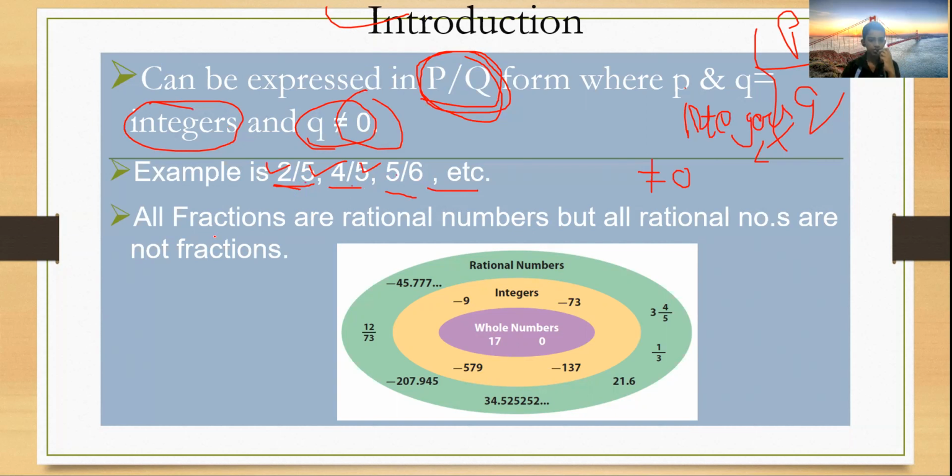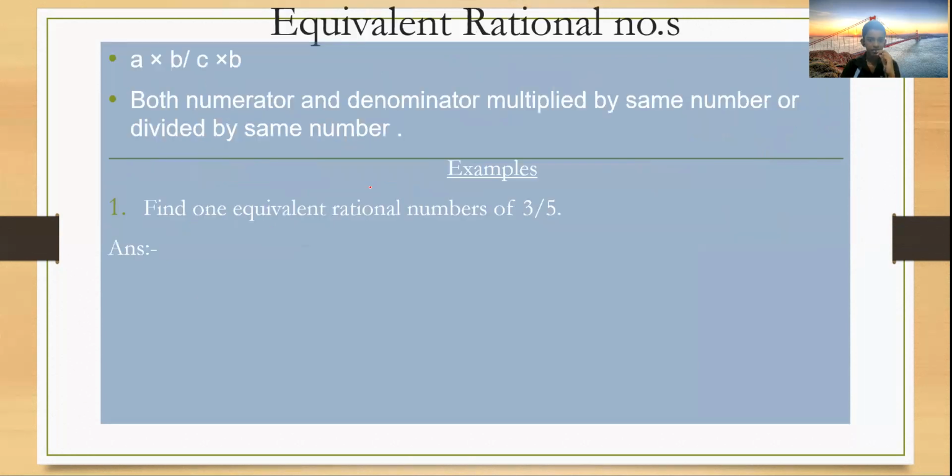And one important question arises in our mind: are all fractions rational numbers? Yes, all fractions are rational numbers, but all rational numbers are not fractions, because rational numbers include negative fractions, but fractions must be positive. So all rational numbers are not fractions. It is a very important line, and this is the diagram which comes in exams. This you have to remember.